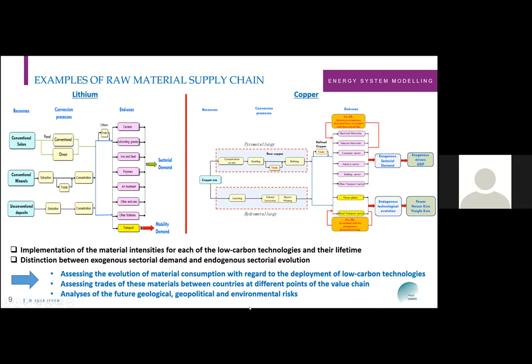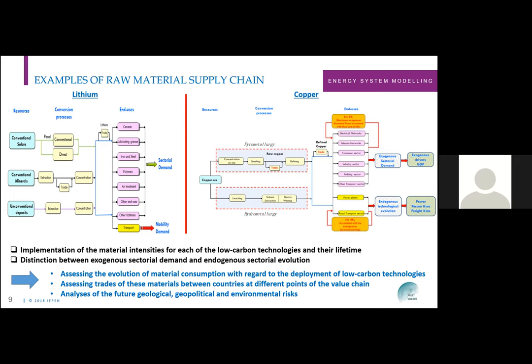We also implemented the urban mining, we will see it later, and the end-of-life recycling rate, to be able to take into account the urban mining and the evolution of the secondary production. As you can see as well in copper, we have the same paradigm, starting from the resources to the end uses. This different possibility of representation will allow us to assess the evolution of material consumption with regard to the deployment of low carbon technologies, to assess the trade, and afterwards to analyze the different geological, geopolitical, and environmental risks.